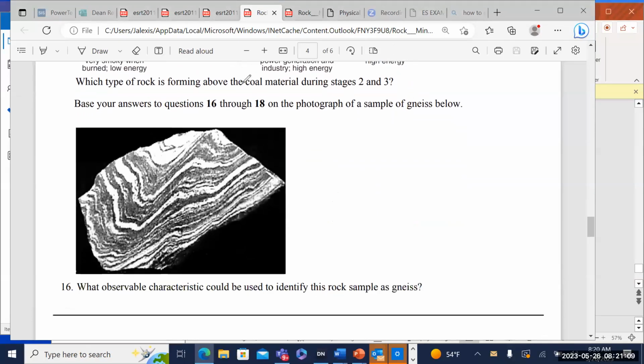Let's take a look at 16. So it says, base your answers to questions 16 through 18 on the photograph of a sample of gneiss below.